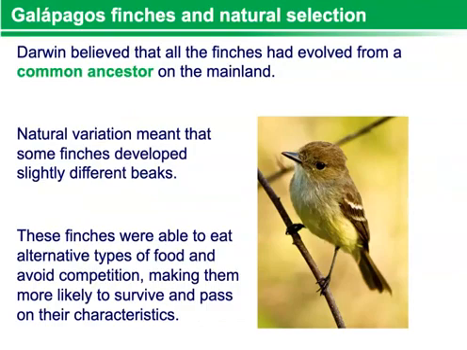So looking deeper at the finches and natural selection, Darwin believed that all finches had evolved from a common ancestor on the mainland of South America. Natural variation meant that some finches developed slightly different beaks. These finches were able to eat alternative types of food and avoid competition, making them more likely to survive and pass on their characteristics.